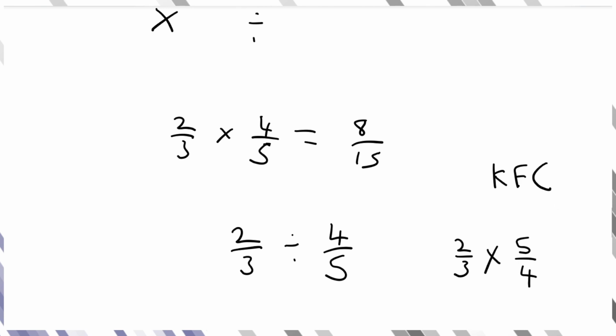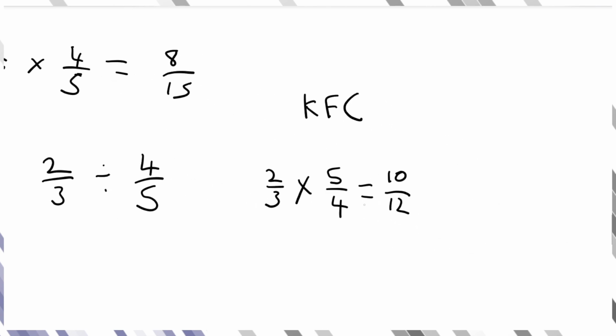And then you just times, just like we did in the last one, you just times across. So 2 times 5 is 10. 3 times 4 is 12. If we want, from there we can simplify. They're both even, so we can say 5/6. So did you know that 2/3 divided by 4/5 is 5/6? That's a weird little pattern. I didn't expect that. I didn't plan that.